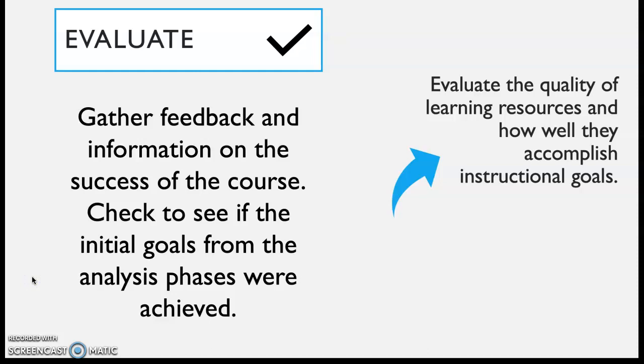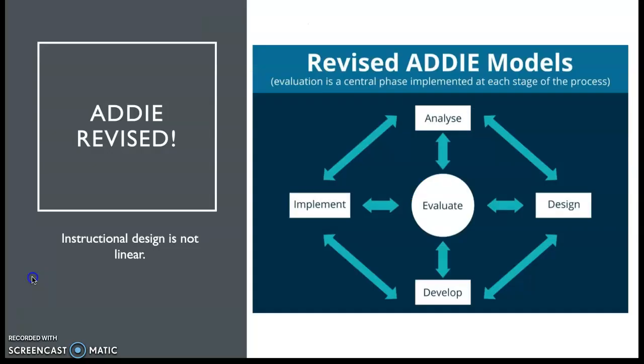The last phase of ADDIE is the evaluation phase. In this phase, gathering of direct feedback and information on the success of the course takes place. This is from both the perspective of the learners as well as the organization. The information is used to review, revise, and improve the course offerings, as well as provide points to implement in future courses. It is also important in this phase to see if any knowledge gaps remain in the learners that need to be addressed.